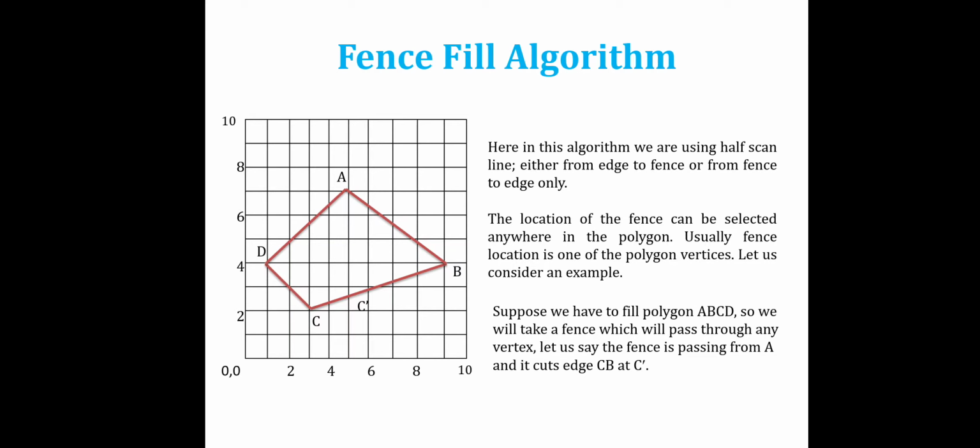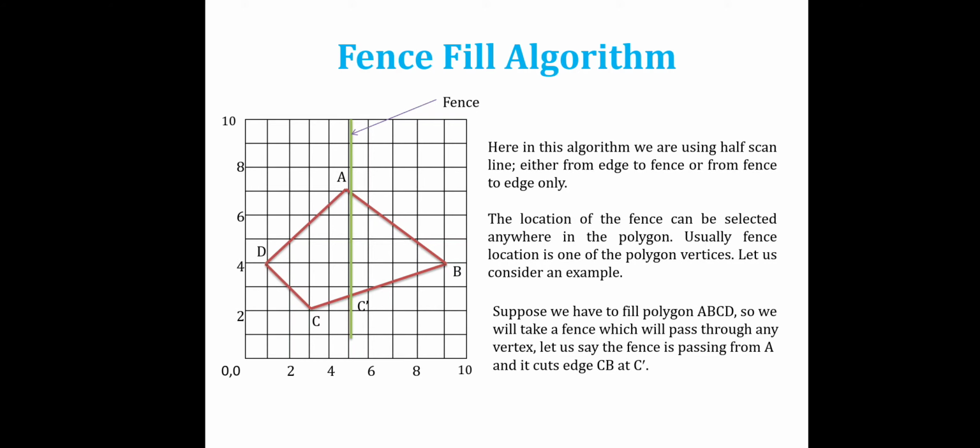Now, I am drawing one fence, and that fence is nothing but a border. So, here is my fence. Now, what are we doing? We are half scanning. Half scanning means either we will fill this part of the polygon or we will fill this part of the polygon. That is, we are partially filling that polygon, which is why it is called a half scan line. So, either we fill from this fence to this edge AB, or from this edge AD to this fence. In this way we are half filling that polygon.